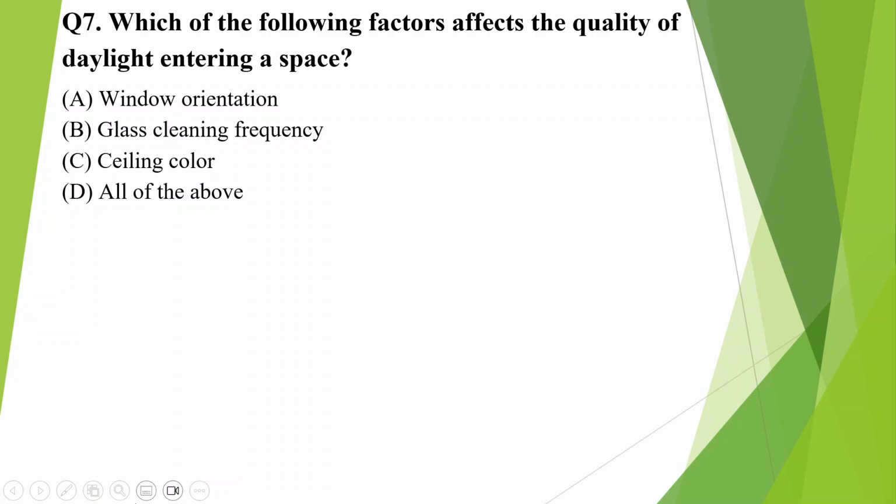That is option D. So all of you are correct. Option D is the correct answer for this particular question, that is all of the above: the orientation of the windows can affect the solar exposure, the ceiling color impacts the light reflectance, and clean glazing maximizes the glazing transmission. These all things overall affect the quality of daylight entering the space. All of the above is the correct answer for question number 7. Good. So let us move to the 8th question then.